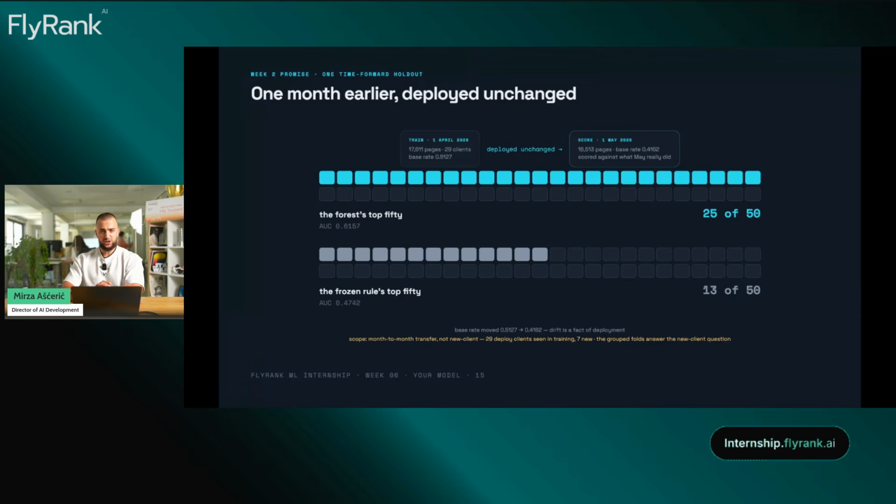Things always change when you use them, and how much it changes covers the same way as the second thing we learned. This tests how things change from month to month. 29 of the clients used were also in the training, and 7 were not. The grouped part answered the question about new clients, and this answered the question about next month. It is a good proof, and we can still do more tests with many time windows.